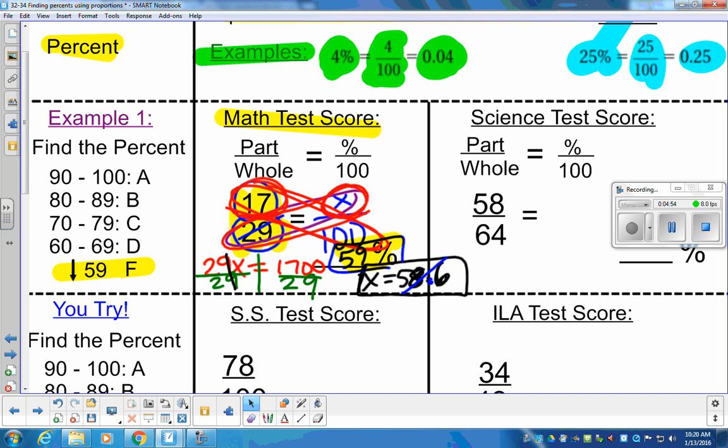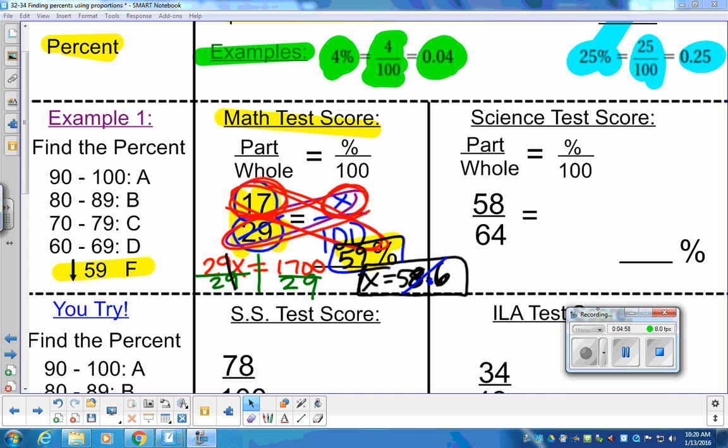Okay, so moving on to the science test. The science test is out of 64 points. You scored 58 out of 64. The dilemma is that percent is measured out of 100. So your brain has to say, when I calculate a percent, I have to get rid of the 64 and change that to 100. Now we're not really getting rid of the 64 because we need it for the cross product, but my brain is thinking, I have to get out of 100.